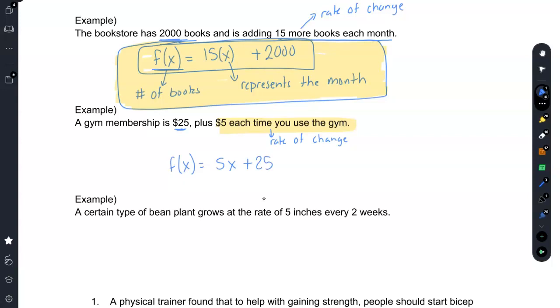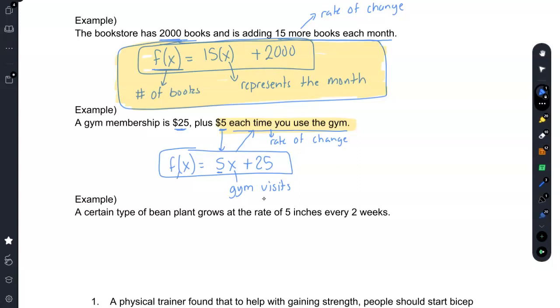So once again, that's going to be my function. And now I have to tell you what each one of these represents. X was $5 each time you visit the gym. So the 5 is the 5, and then x represents each time you visit the gym. So I'm going to call this gym visits. And you can word it how you want to, but that's gym visits. It's not $5 each time I visit the gym. The 5 was already taken care of out here. I'm just talking about the x, which is the number of gym visits.